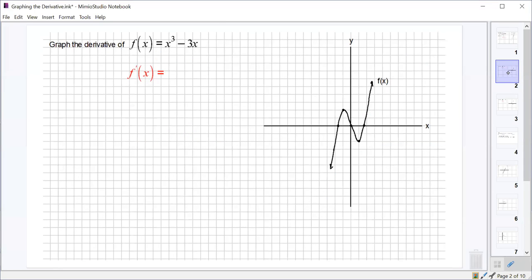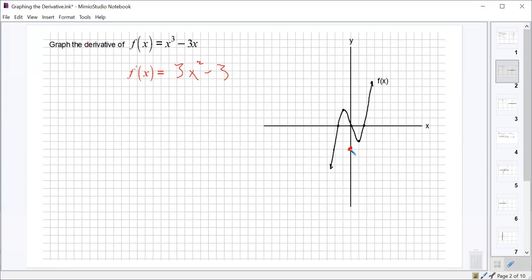All right, so here is a new function, x cubed minus 3x. X cubed minus 3x, and we want to graph the derivative. So we should probably figure out what the equation of the derivative is. So what's the derivative of x cubed minus 3x? Three x squared minus 3. 3x squared minus 3. And let's see, that's got a y-intercept of -3, right? So I'll put that in there. And then it's just a parabola after that, right? It's a fairly steep parabola.